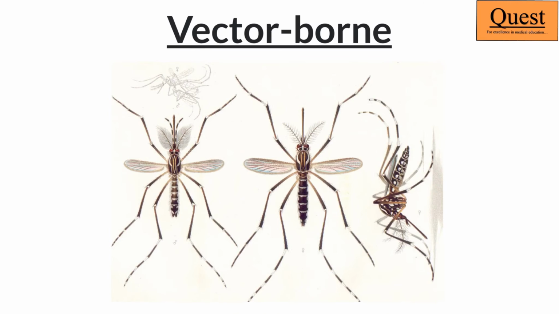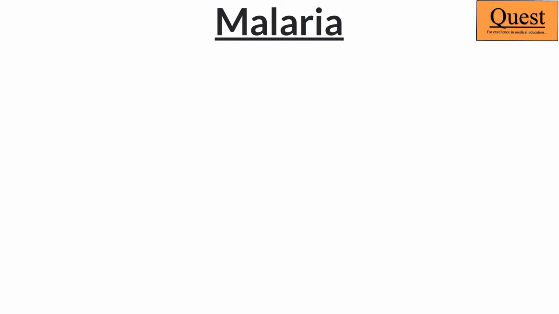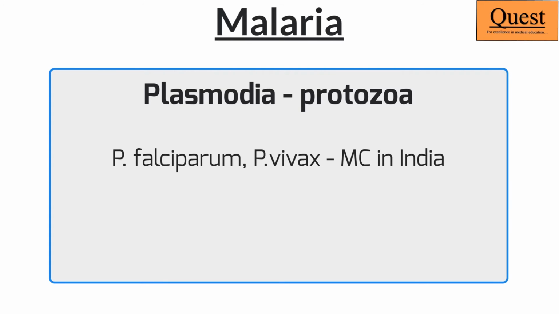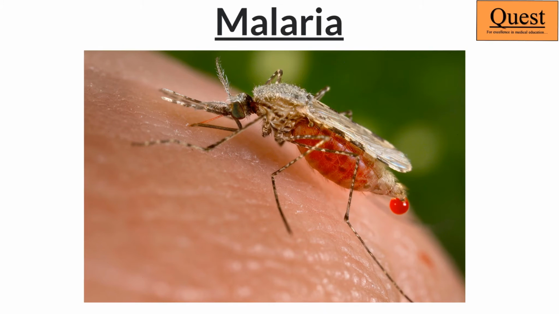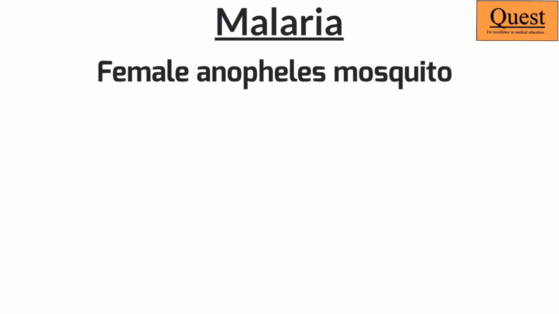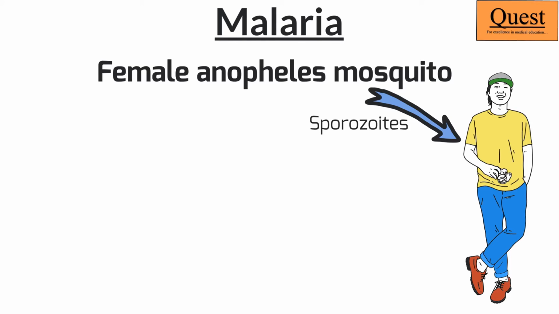But the other three are vector-borne diseases. Malaria, for instance, is a protozoan parasite known as Plasmodia. Plasmodium falciparum and vivax are the most common in India. Around 6% of total global burden of malaria is found in India, and of these, 2/3 are falciparum and 1/3 is vivax. We all know that it is the infected female Anopheles mosquito which inoculates sporozoites within the human beings.